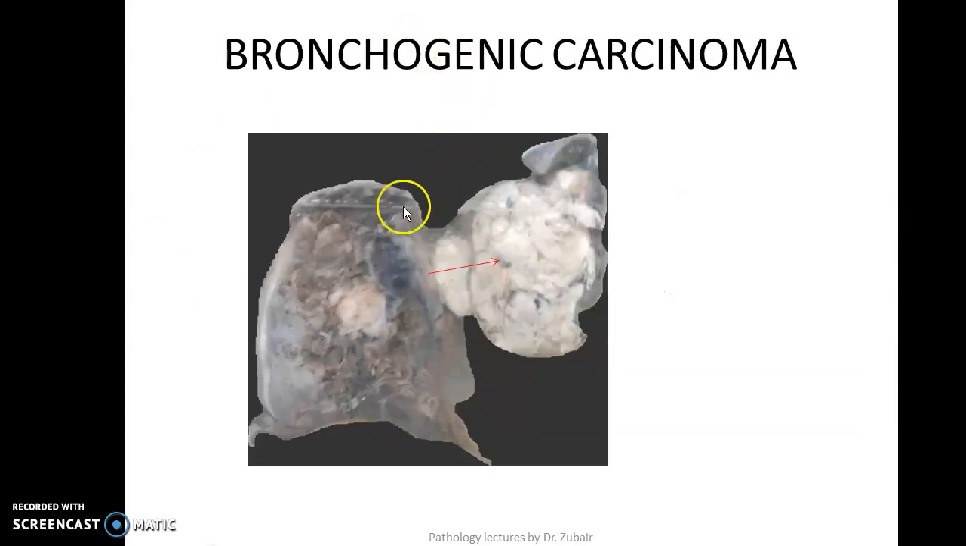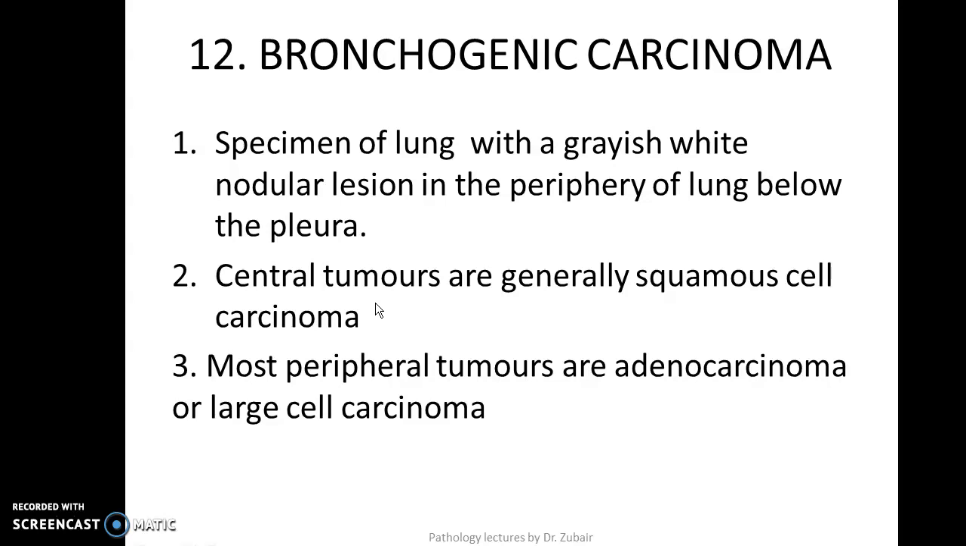Next is a specimen of resected lung with the ulcerative grayish white polypoidal growth, right? So yeah, we may not use the word ulcerative here. It's a very polypoidal growth basically, and here also you can see on the growth here. So specimen of lung with a grayish white nodular lesion in the periphery of the lung below the pleura. So central tumors of the lung tend to be squamous cell carcinoma, and peripheral tumors of the lung tend to be adenocarcinoma. So this is one difference you need to know when you look at a lung carcinoma specimen, right?